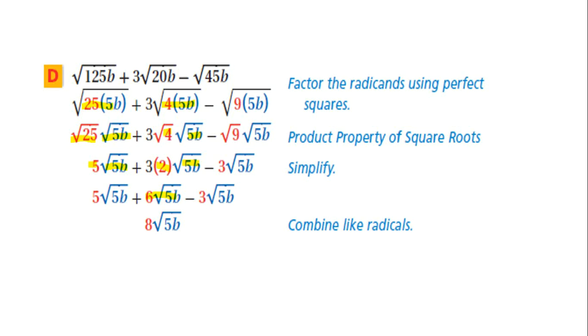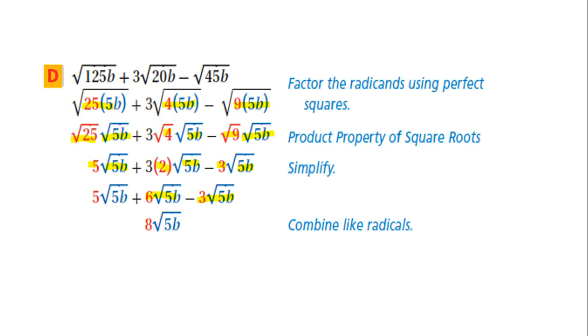The third term is 45b. 45, as you all know, is 9 times 5b. Now split the roots. It is radical 9, radical 5b. Radical 9 is 3, radical 5b. We write it as it is, and then we write it all as it is.